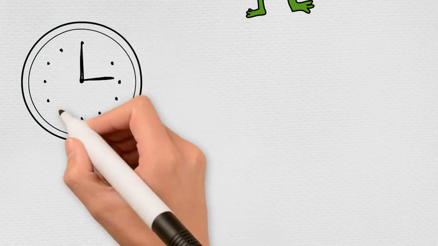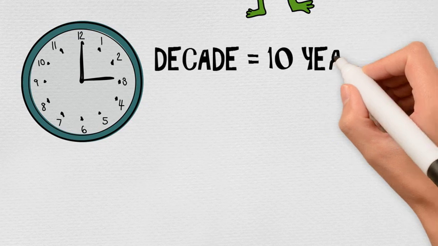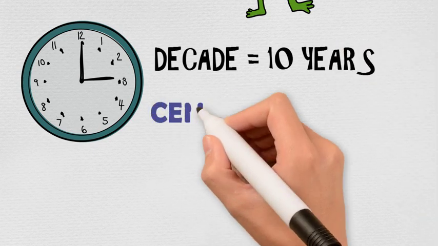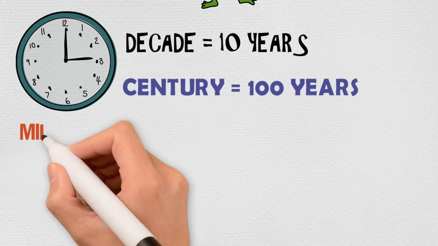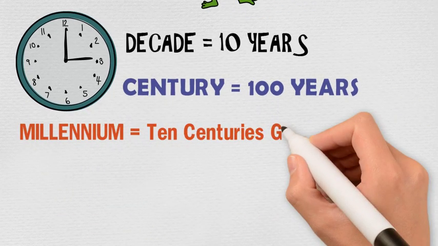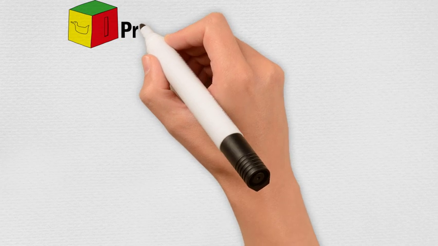Before we begin learning all about these events, there are basics you need to know. There are different periods or time spans of history. A decade is 10 years, a century is 100 years, and 10 centuries grouped together is called a millennium. Historians also divide the past into larger blocks of time known as eras.